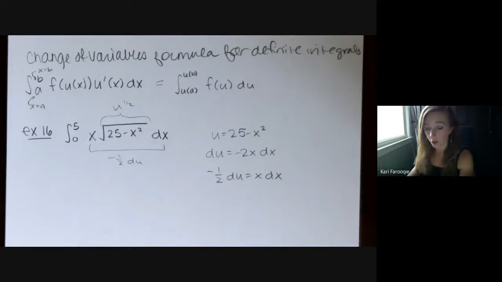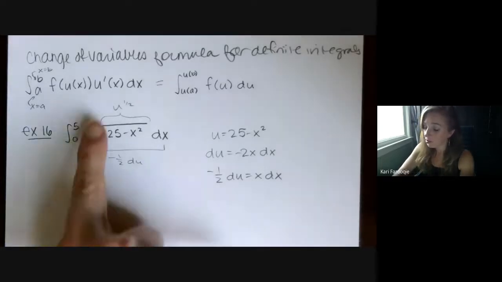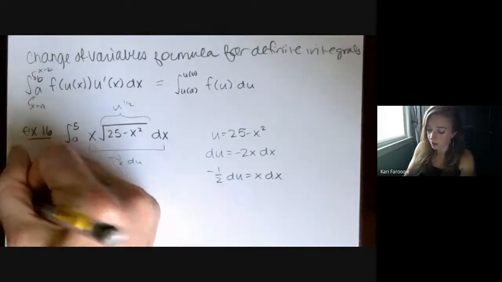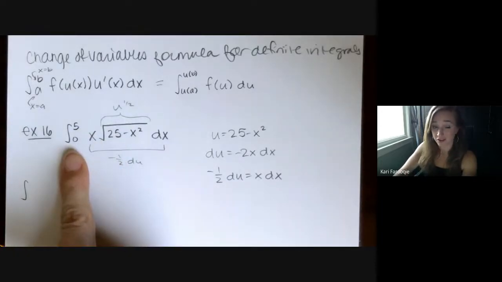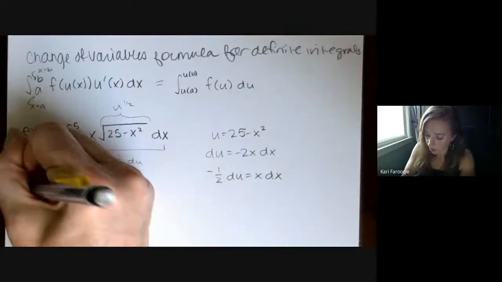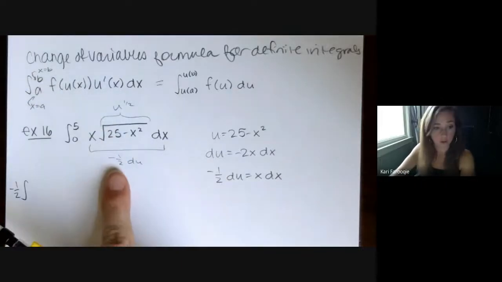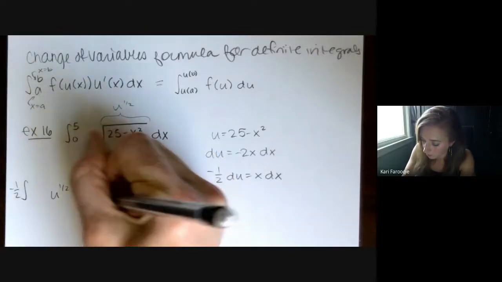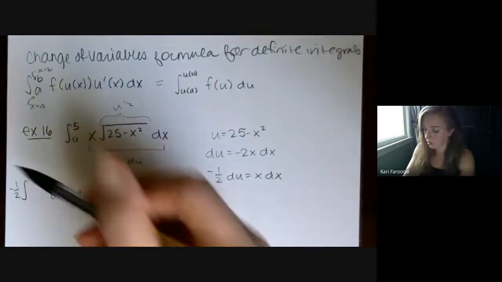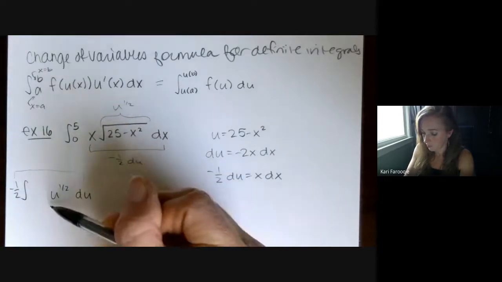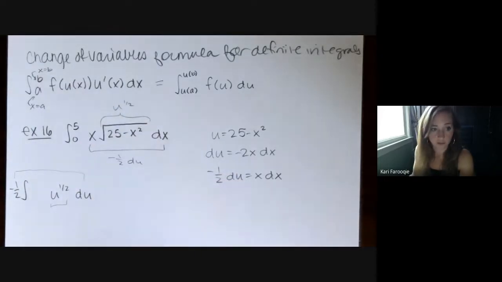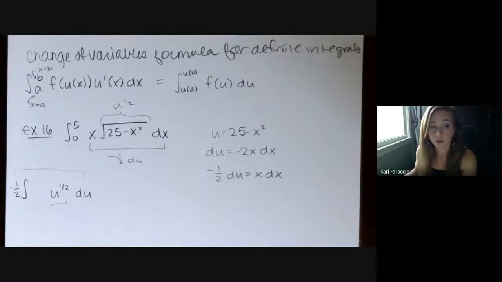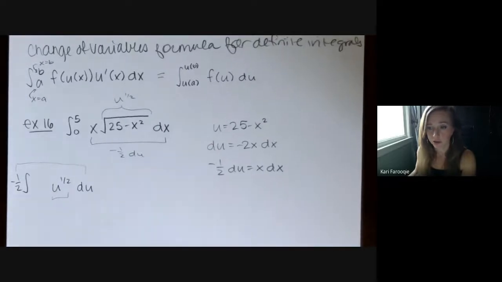Okay, so now I want to substitute everything out in my integral. I'm not going to put the limits back on though right now because these are the x limits. So what I'm going to have is negative 1/2. That's from this du piece here. And then I have u to the 1/2 du. So we have the negative 1/2 du and the u to the 1/2. Everything's accounted for. The only thing I have to do now is switch the limits. Before I work on the upper and lower limits, does anyone have a question about the substitution?